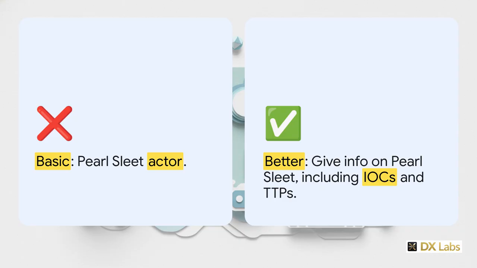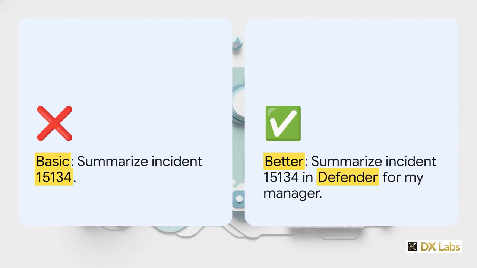The better prompt applies a specific goal and clear expectations. It doesn't just ask for an identity, it asks for actionable security data, those indicators of compromise and TTPs. It dramatically improves the technical value of what you get back. Here's another comparison. The basic prompt says, summarize incident 15134. Again, it's a start, but it really lacks direction. The better prompt, though, says, summarize incident 15134 in Microsoft Defender XDR into a paragraph that I can submit to my manager and create a list of entities involved.